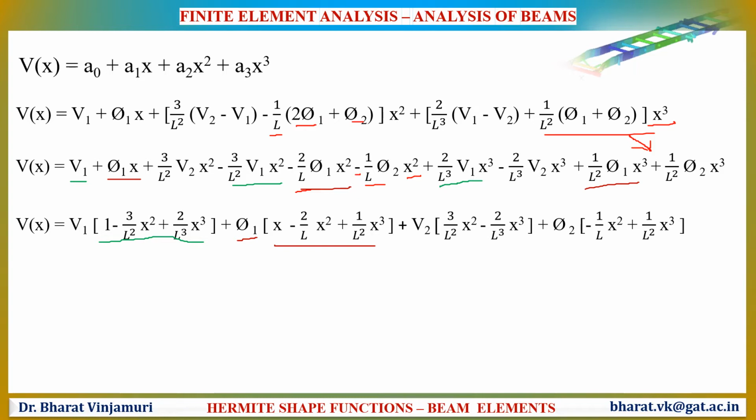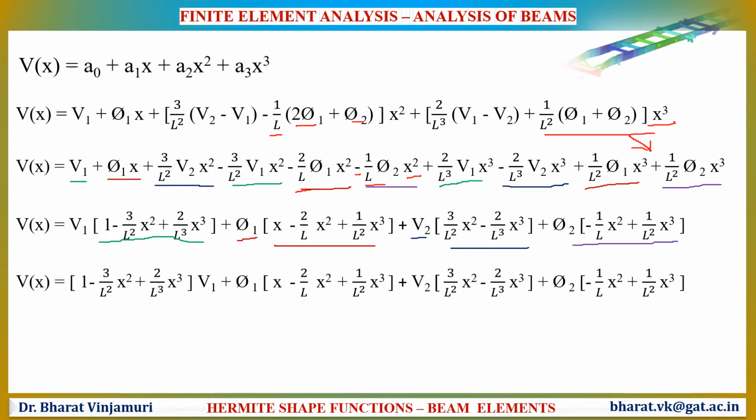Similarly, V2 is taken common from these elements, 3 by L square V2 x square and minus 2 by L cube V2 x cube. That is how we have got the third term, and the final term where pi 2 has been taken common: minus 1 by L pi 2 x square and 1 by L square pi 2 x cube. These are the terms from which pi 2 has been taken common.